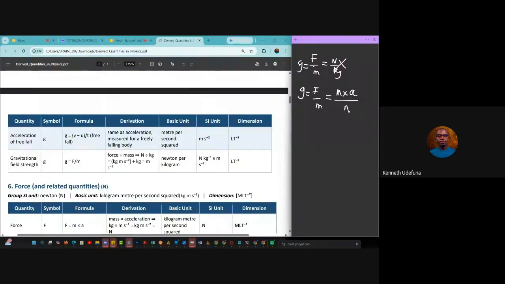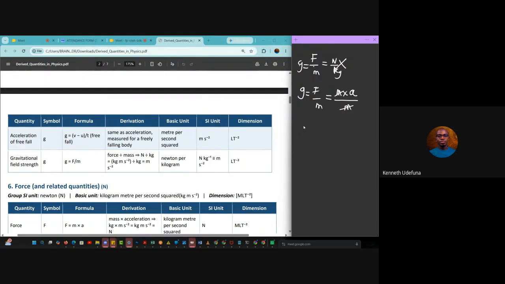I'll say all over what? All over mass. So when you cancel this mass and cancel this mass, I hope this is clear. Remember, the reason why I broke down this formula further is because this unit, Newton, is not among the fundamental units. So since it's not among the fundamental units, I will continue to break this force down. So that is why I now got from force, M times A all over M. So I'll cancel this and cancel this.